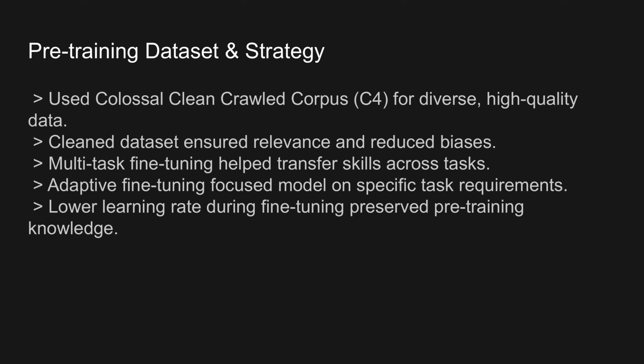So they used a dataset called the Colossal Clean Crawled Corpus, or C4 for short. This dataset is built from web pages and aims to provide a large, clean, and diverse collection of English text. Why do you think a large and diverse dataset would be essential for pre-training? Probably because language is so varied.